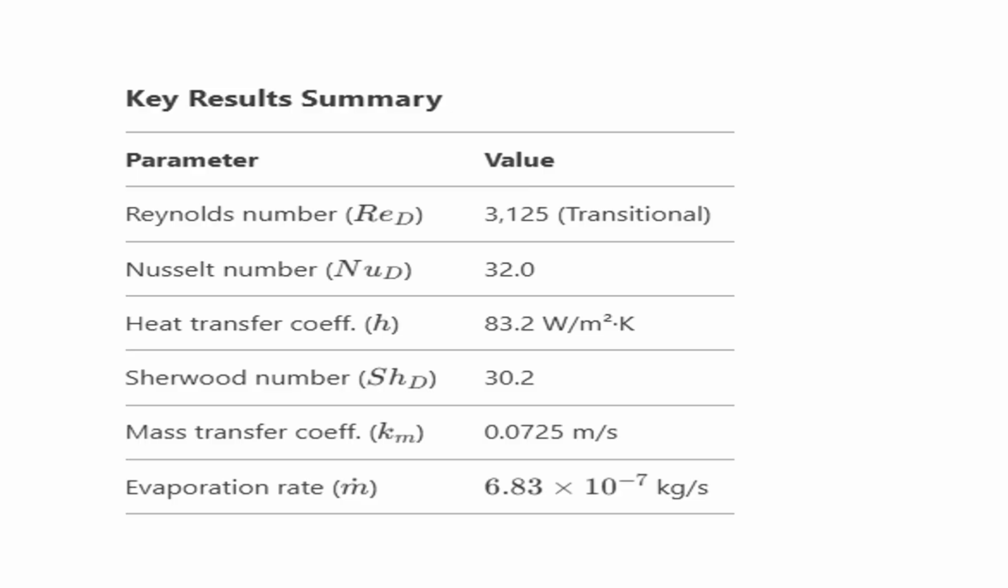Next, the dimensionless number was the Sherwood number, which came out to be 30.2. And next we found out the mass transfer coefficient, which is denoted by Km, to be 0.0725 meter per second. And finally we found out the evaporation rate, which was flux multiplied by area, which came out to be 6.83 into 10 to the power minus 7 kg per second. So this was the step-by-step analysis of all the 4 parts given in the question.